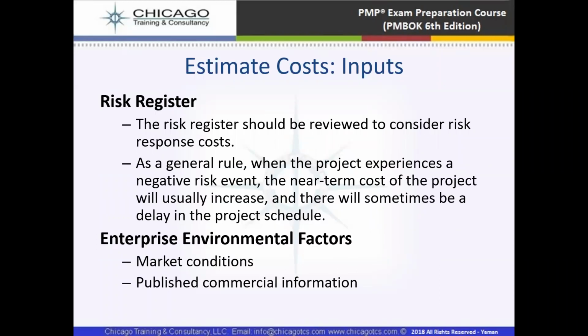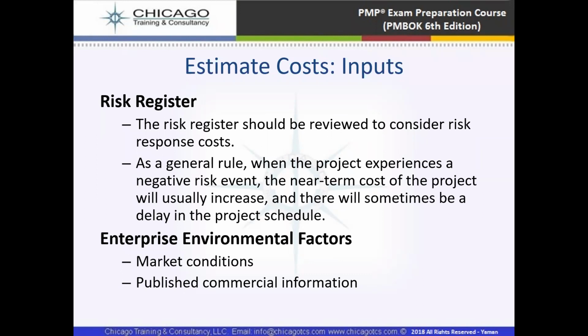And then we have another input, the risk register, which gives us the general rule that when the project experiences a negative risk event, the near-term cost for the project usually increases, and there will sometimes be a delay in the project schedule. So it will give us the risks that are associated with this project.